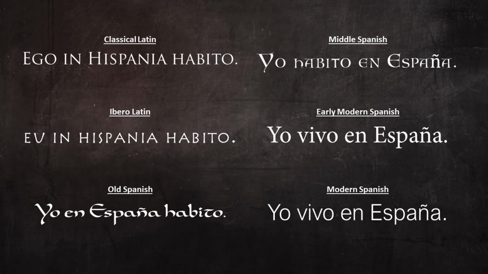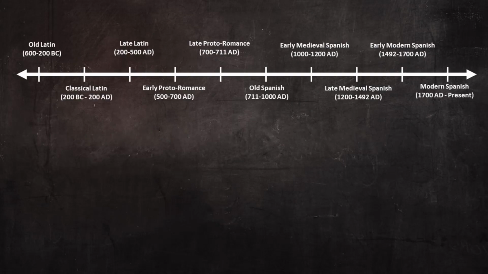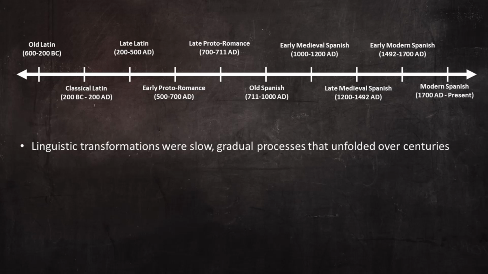Let's take a moment to address an important issue that often arises in our discussions about the evolution of Latin into the Romance languages. We often hear questions about the specific dates and periods during which certain linguistic changes occurred, and it's a valid curiosity. We naturally like clear boundaries and well-defined timelines. However, it's essential to remember that linguistic transformations didn't happen overnight, or even within the span of a few years. They were slow, gradual processes that unfolded over centuries.